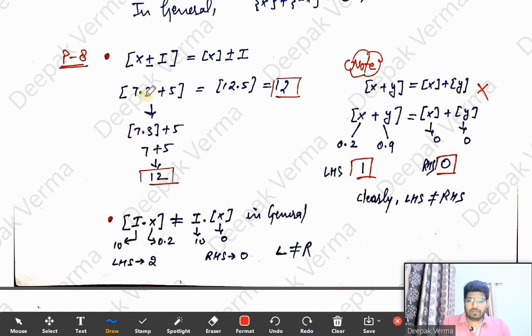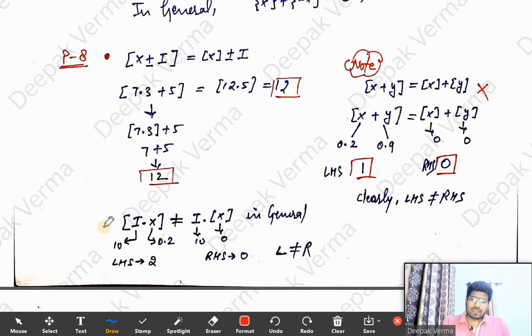Now if we first add, 7.3 plus 5 is 12.3, and box of 12.3 is 12. So you can match the answer. Here we get 12 and here also we get 12. Got it? So hence verified. So we can take it out. This property is valid. So remember this.